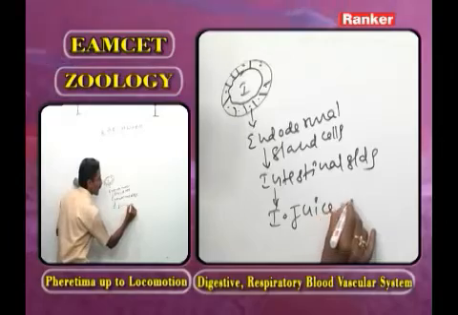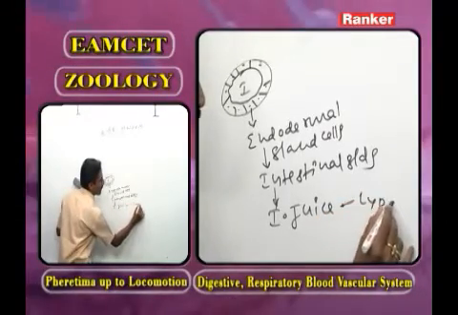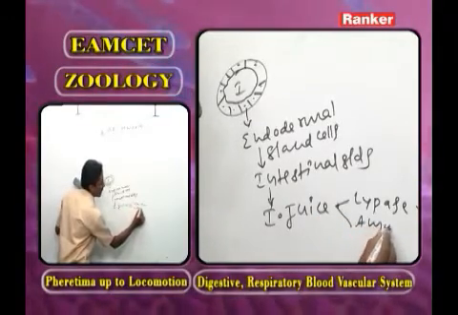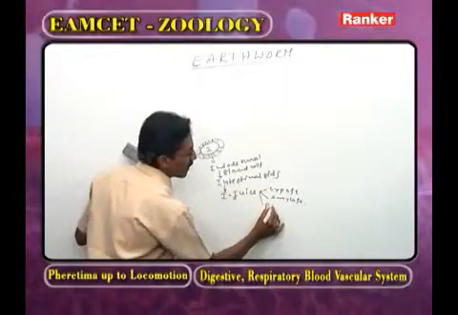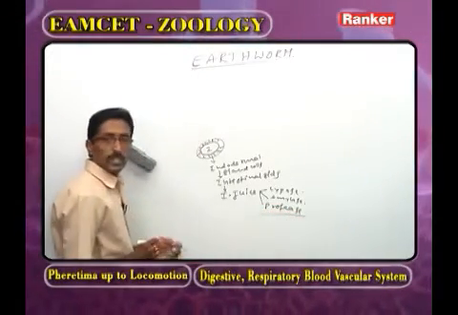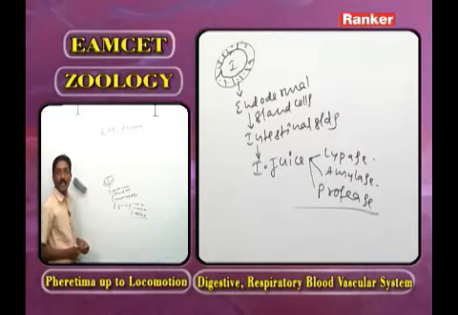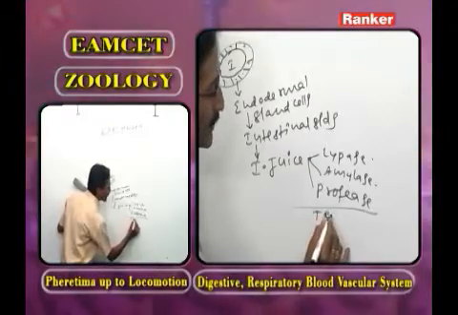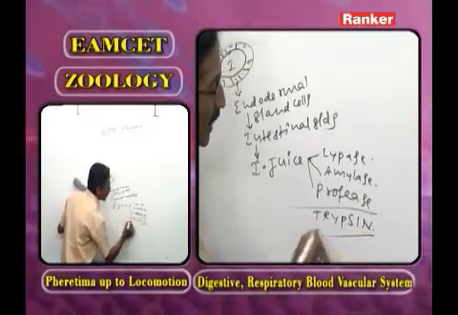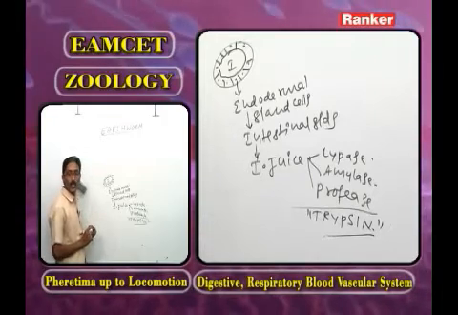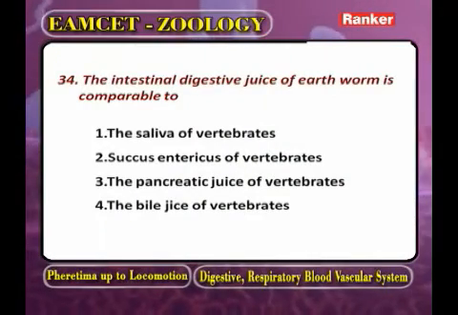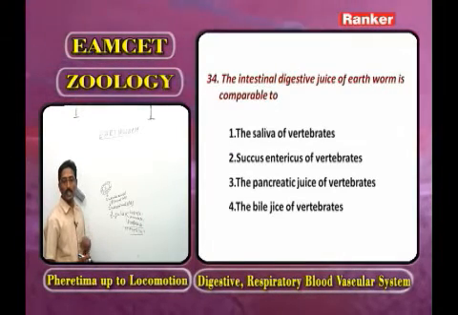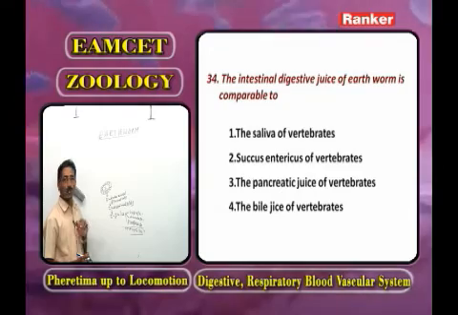Now in the intestinal juice, what are present? One enzyme we call lipase. What is the second enzyme? We call it amylase. What is the third enzyme? We call it protease. Here the protease is also called trypsin. Now what is the question? The intestinal juice of earthworm is comparable to that of saliva of vertebrates, succus entericus of vertebrates, or third, pancreatic juice of vertebrates.